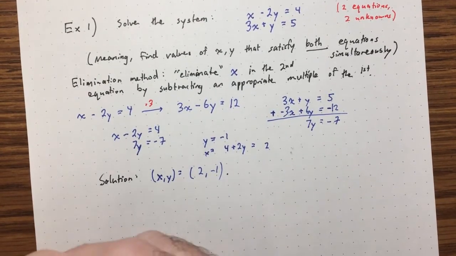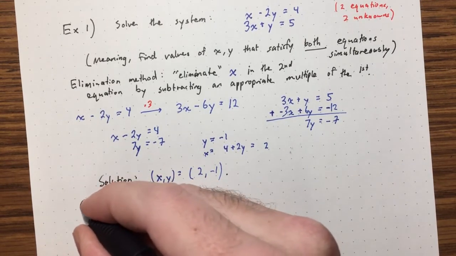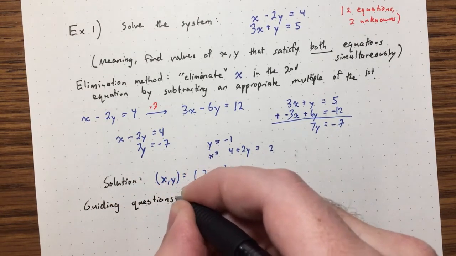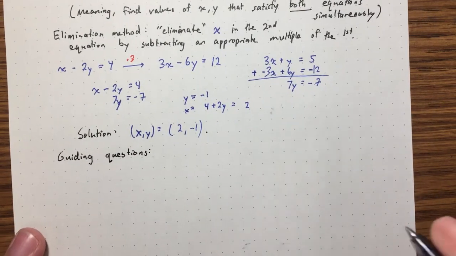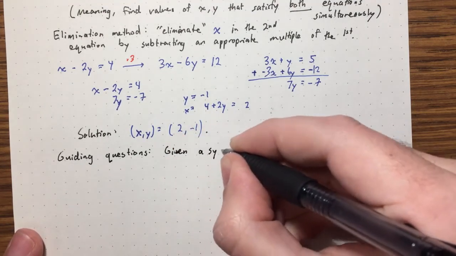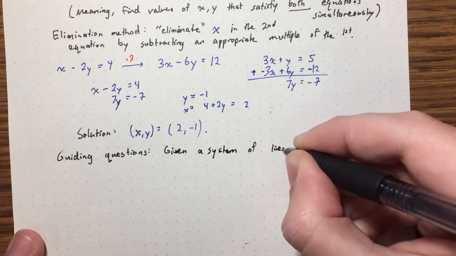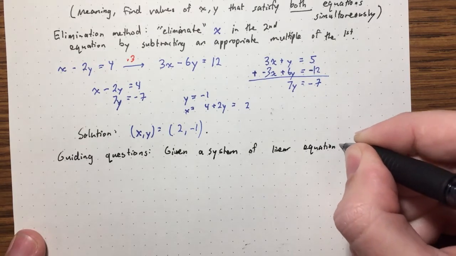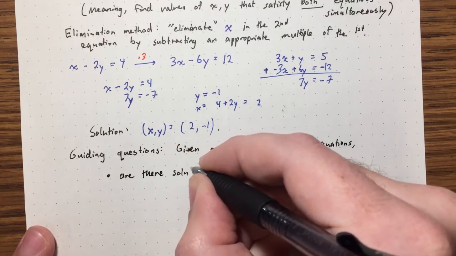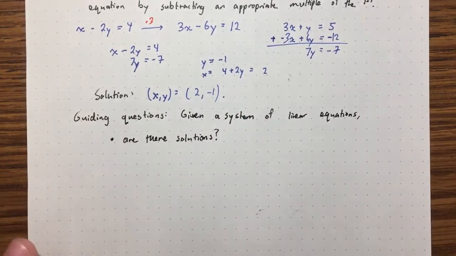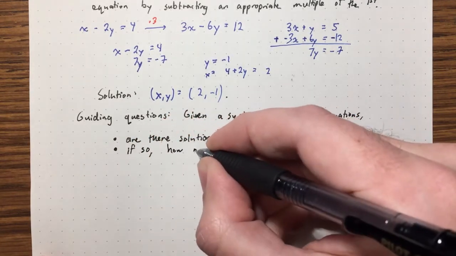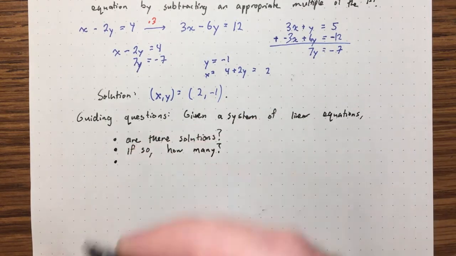But we can immediately start to ask ourselves a few questions. So let's say guiding questions. These are questions that we're going to be thinking about for much of the term. Given a system of linear equations, first of all, are there solutions? In this case, there were. If there are solutions, how many? And finally, how do we find them?